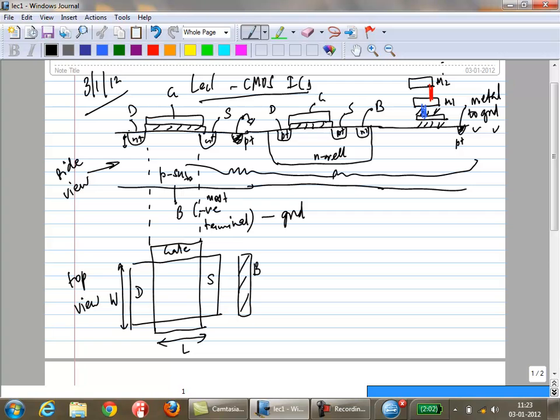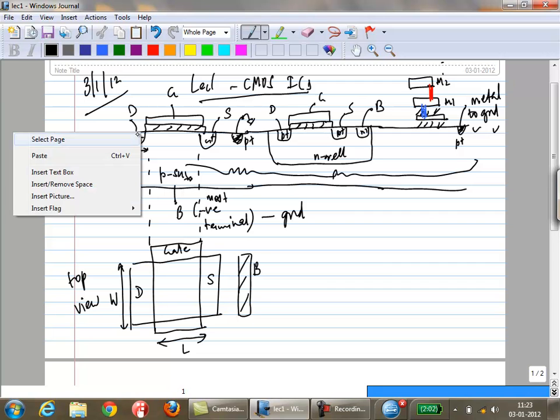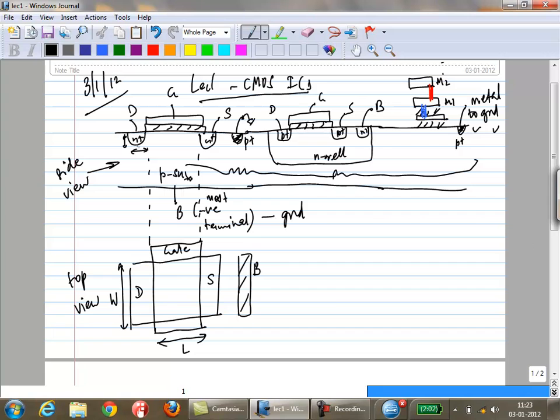Okay? And same thing, this dimension here. The depth dimension is constant. The lateral dimension here, let's call it x. That is usually kept to a minimum for reasons we'll look at later in the course. But you can change that too.